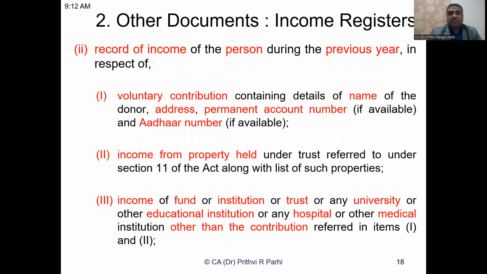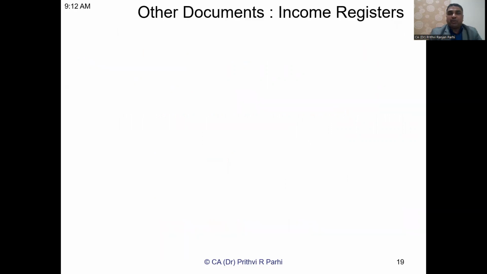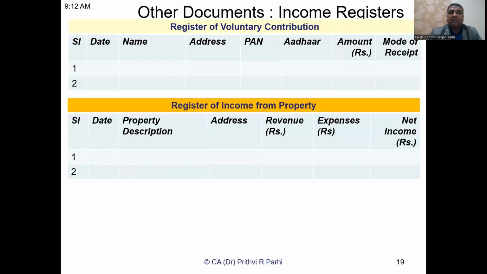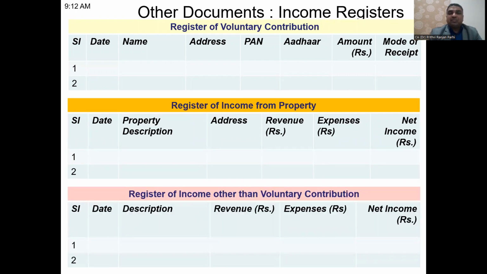That is the requirement. What I showed you, all these things I have taken from that notification. One can download and refer to that notification. I'm just showing you some formats of these registers. You see, the register of voluntary contribution can be maintained like this. Register of income from property can be maintained in this format. Register of income other than voluntary contribution can be maintained in this format. These formats can be useful.